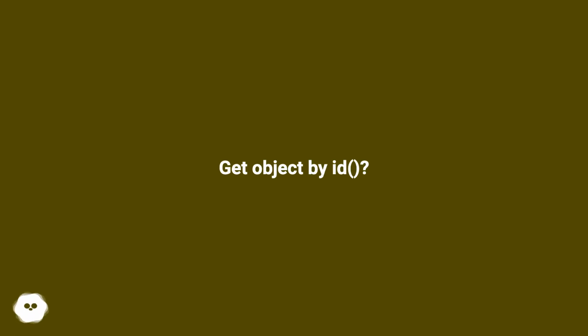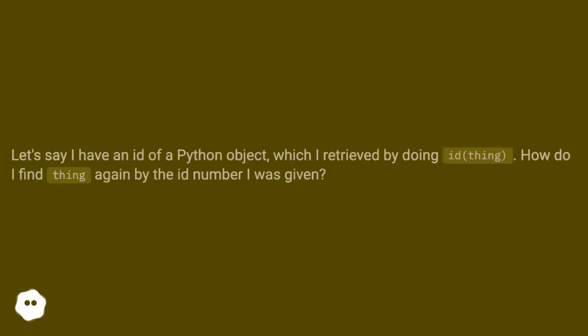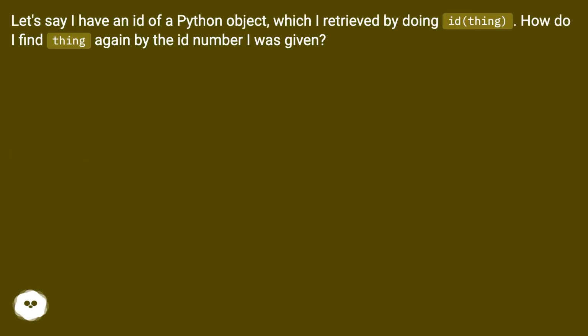Get object by ID. Let's say I have an ID of a Python object, which I retrieved by doing id(thing). How do I find thing again by the ID number I was given?